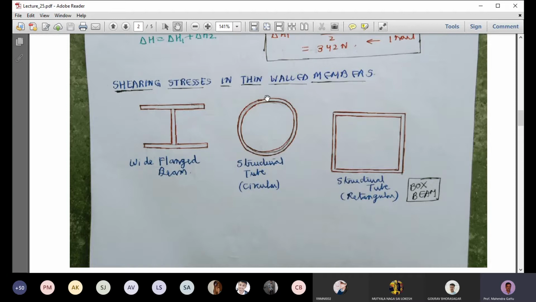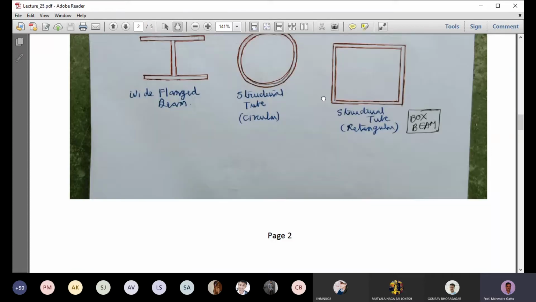Similarly, what is the shear in this circular tube? There will be some shear flow. We'll discuss it. And suppose we have a box hollow section, called a box beam. How do we calculate the shear stress in this box hollow section? We'll do that analysis.